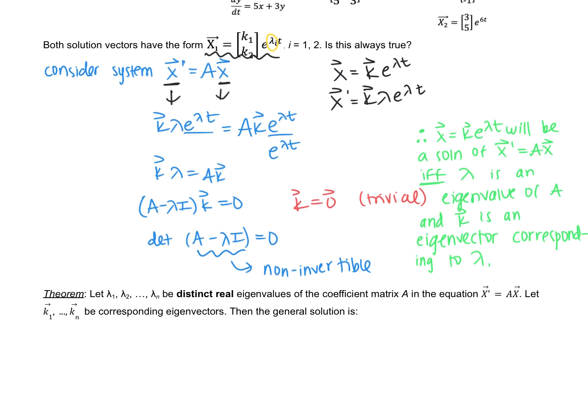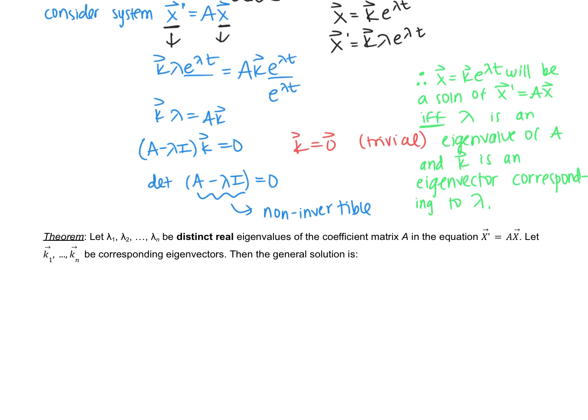So this leads us to our first theorem. The theorem says, let lambda 1 to lambda n be distinct real eigenvalues of the coefficient matrix A in our system, and let k1 to kn be the corresponding eigenvectors. Then the general solution is x is equal to c1 k1 e to the lambda 1 t all the way up to cn kn e to the lambda n t. And again, that is the general solution.